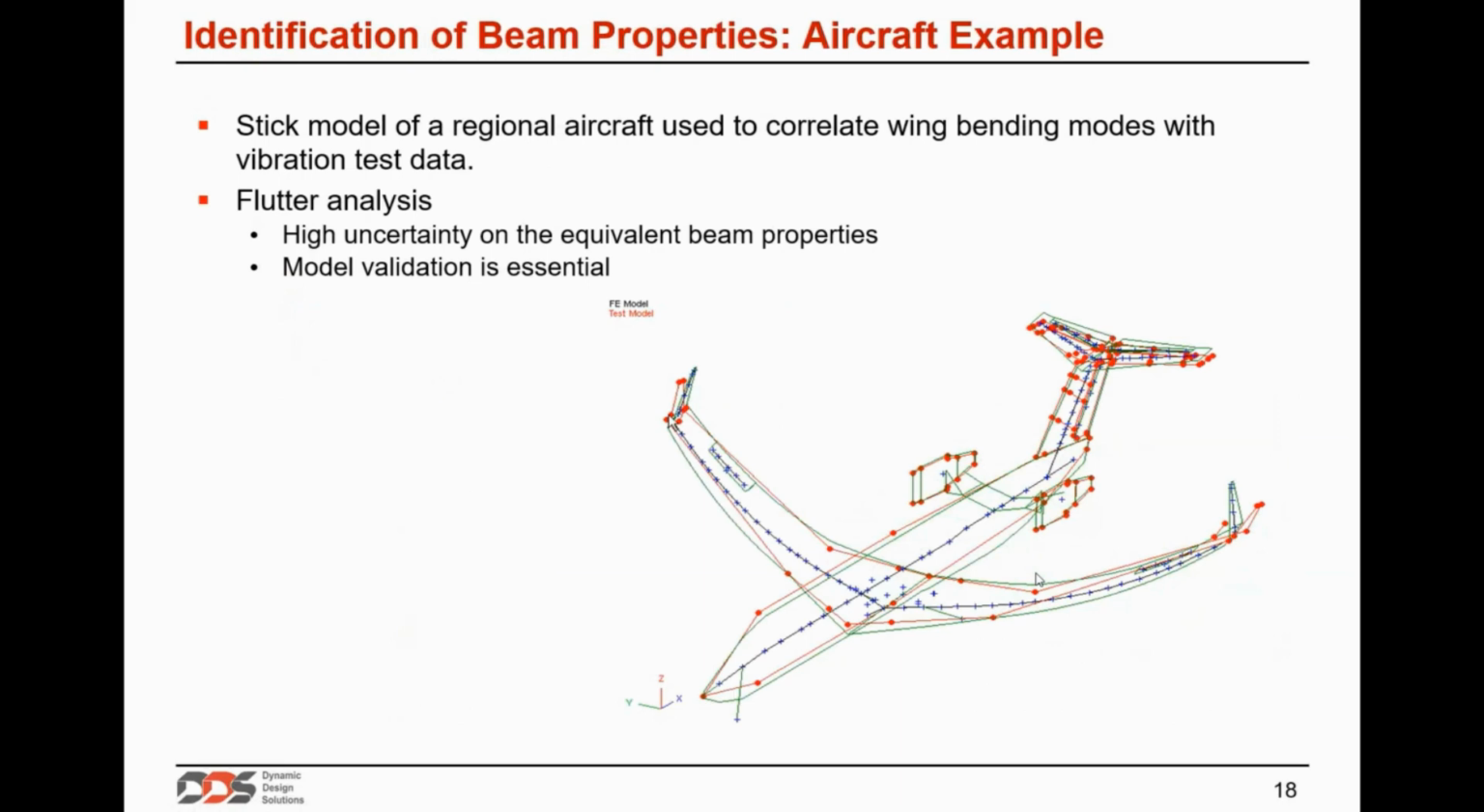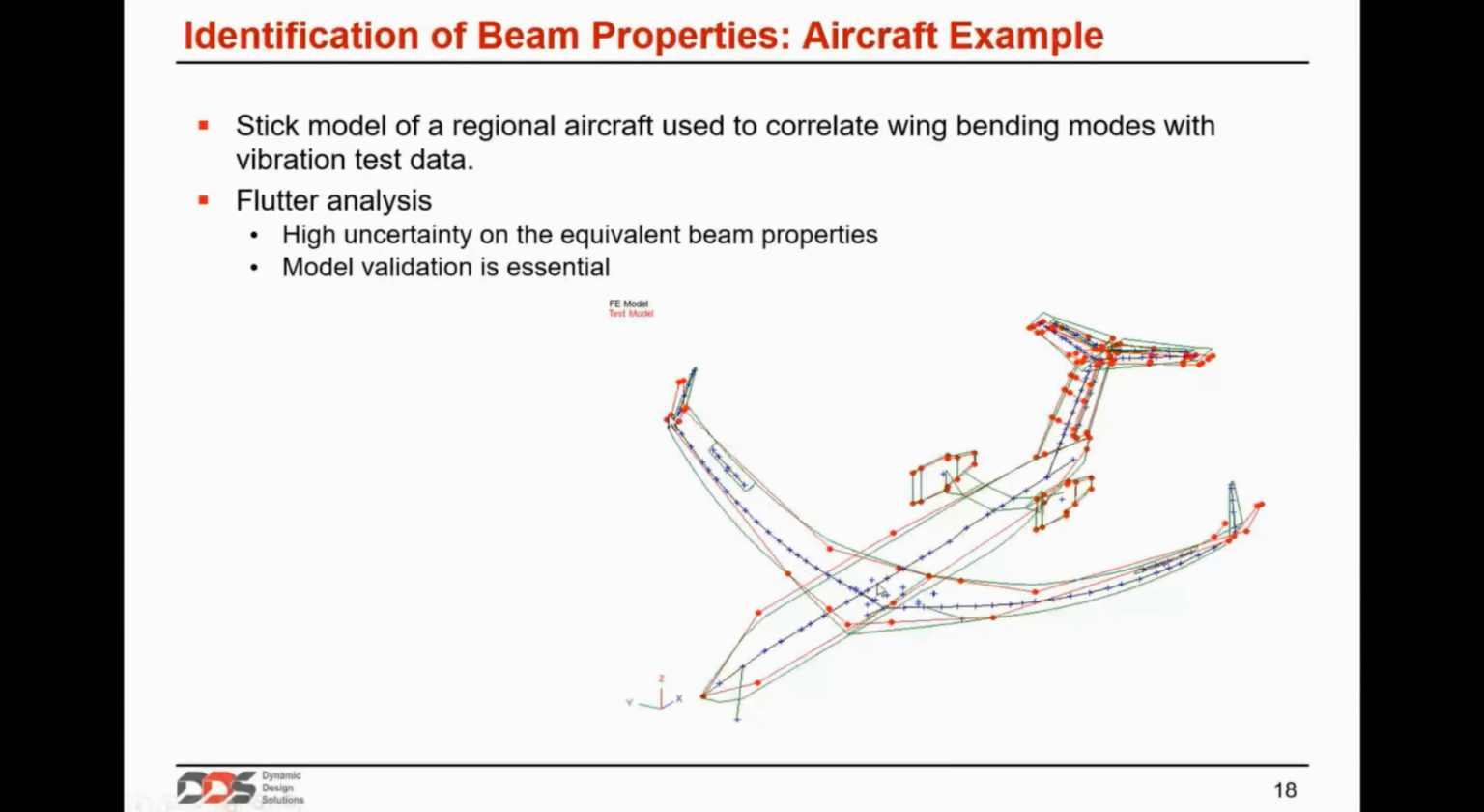Another example is extreme condensation of the model. You can see here the model of an aircraft, where the simulation model is only the blue lines, or the black line with the blue markers. So it means that a component like a fuselage or even a wing is represented by a beam. And so it is very challenging to find the equivalent beam properties for the wing or the fuselage.